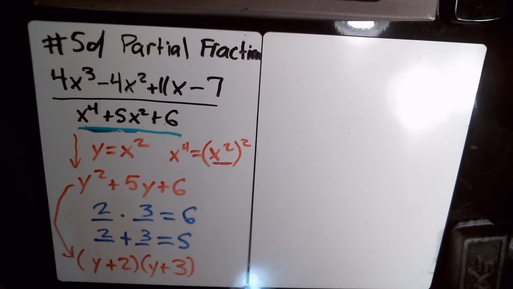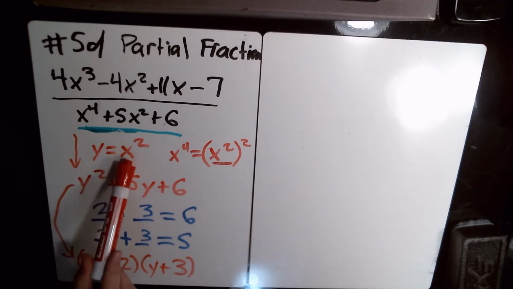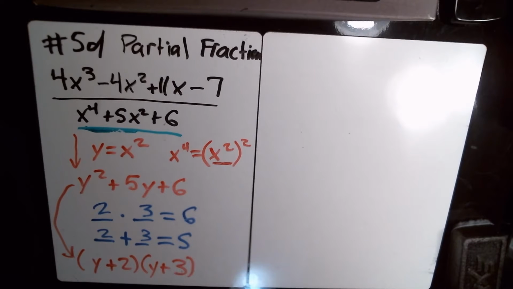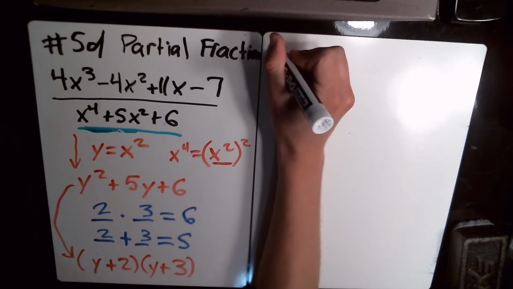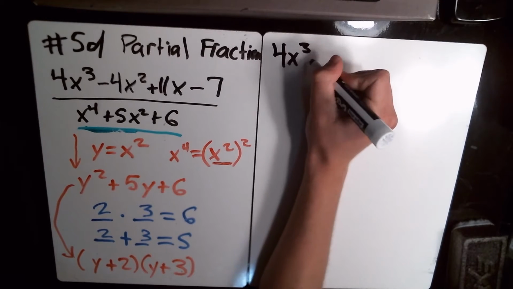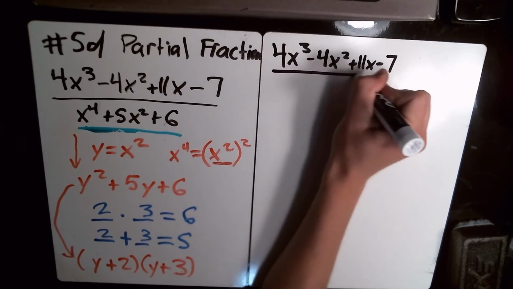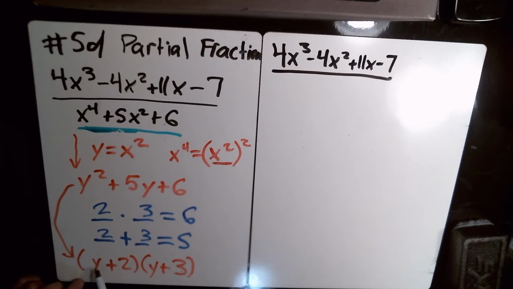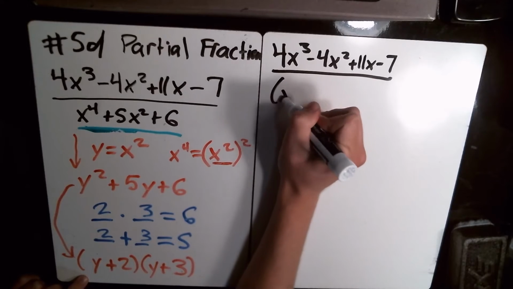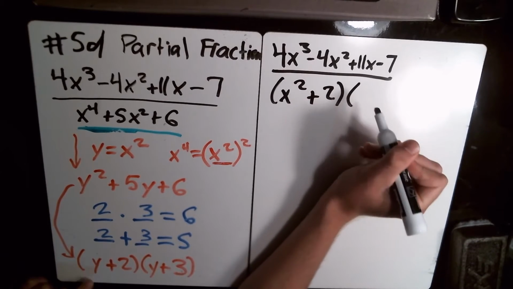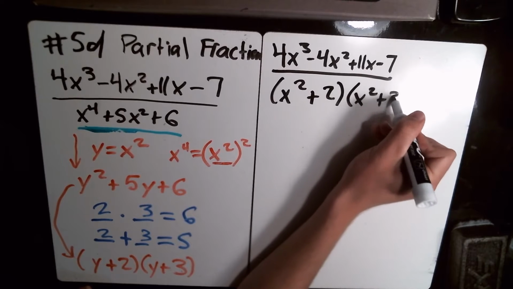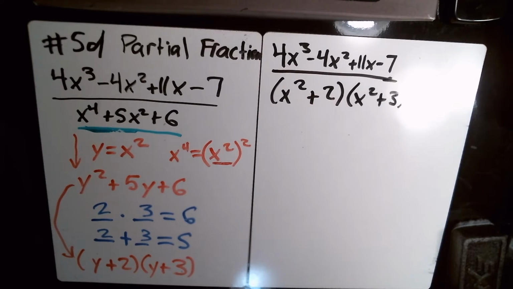And so, but we didn't want y's in our answer, we wanted x's, so we'll put back in our x squared, which is what y was, right? And I'll just write the whole fraction again. So we've got 4x cubed minus 4x squared plus 11x minus 7. This would all be divided by, when we plug back in the x squareds, we get x squared plus 2 and x squared plus 3. Okay, so that's how that bottom can factor.